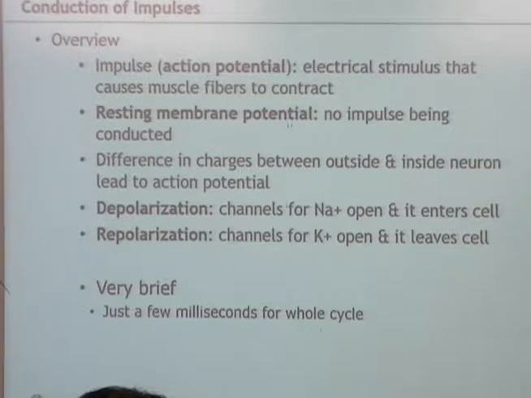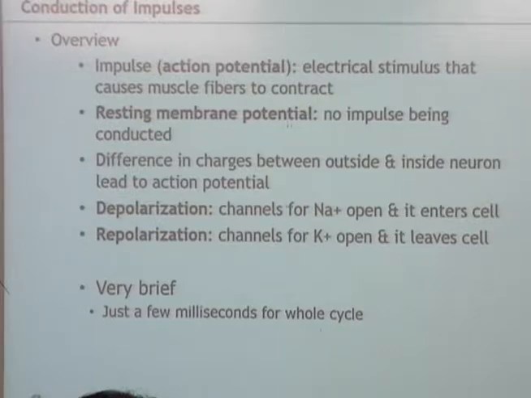So when there isn't an electrical signal, when there's no impulse being transmitted, then the potential across the membrane is called the RMP, the resting membrane potential. At that point in time, you have a net negative ion charge on the inside of the cell and a net positive ion charge on the outside of the cell. And the imbalance between the two is somewhere around minus 65 to minus 70 millivolts.